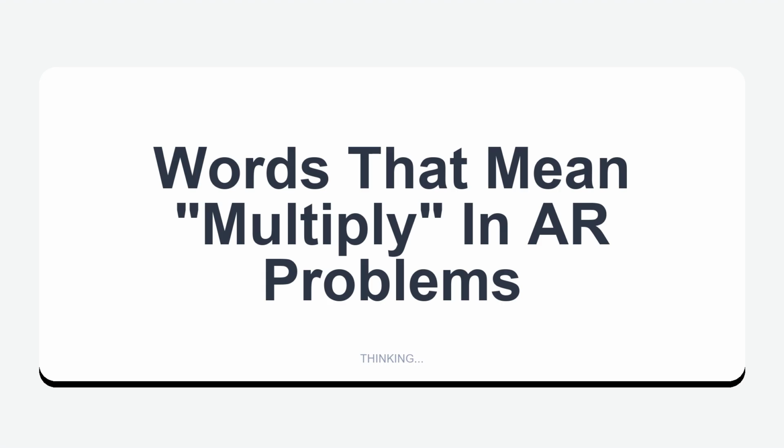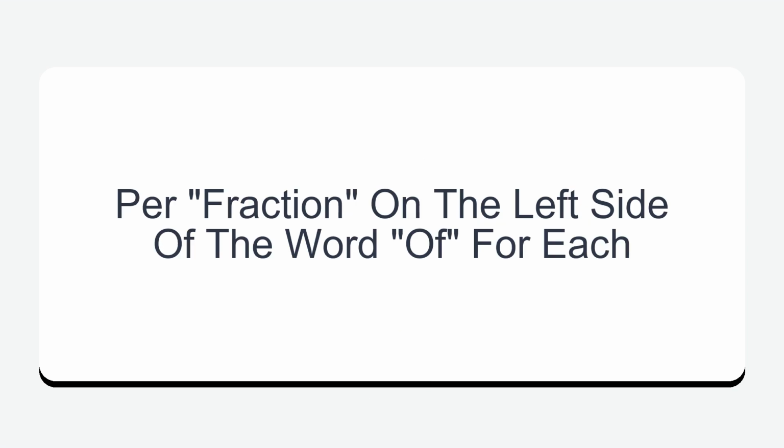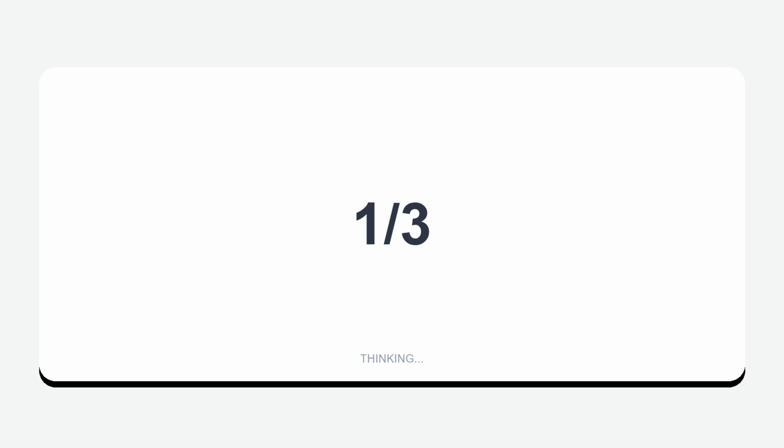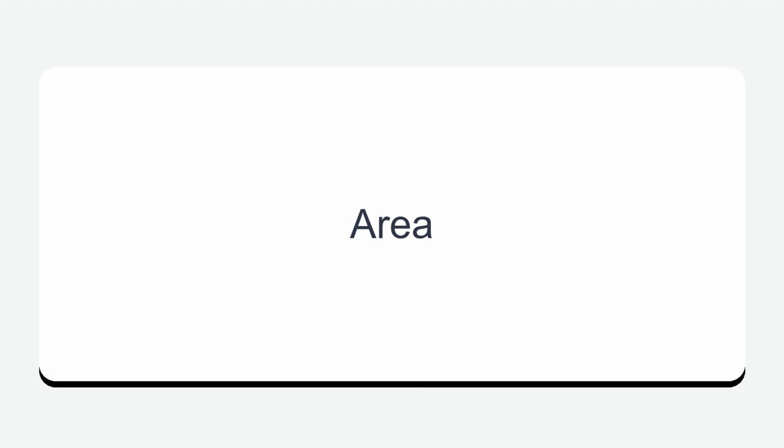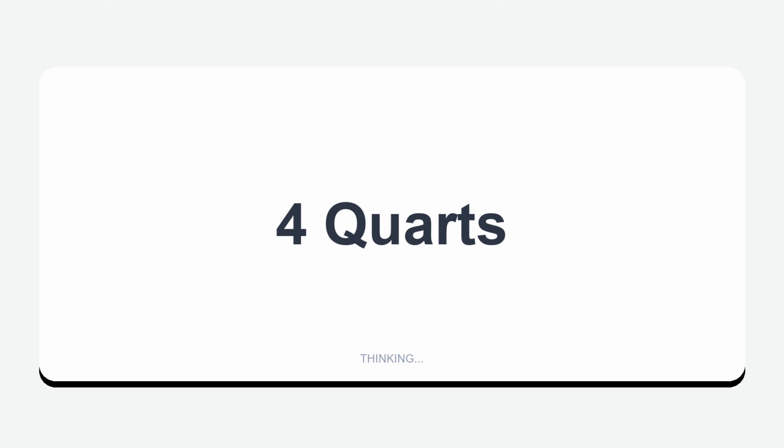Words that mean multiply in AR problems: per, fraction on the left side of the word of, for each. 1/3 is 33%. Square means area. 4 quarts is 1 gallon.